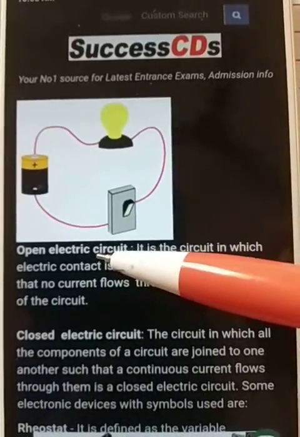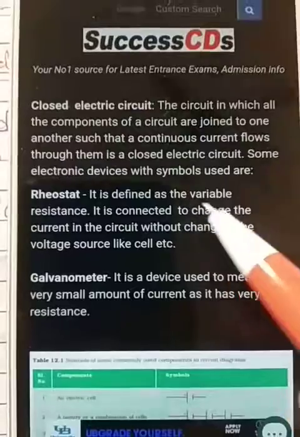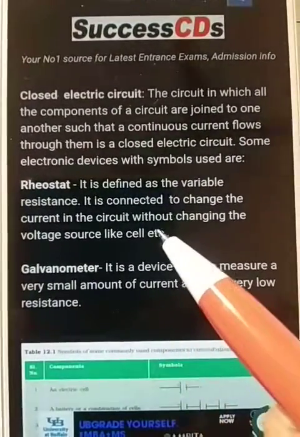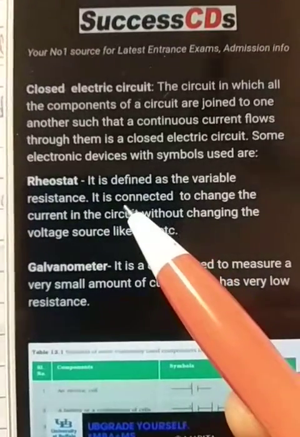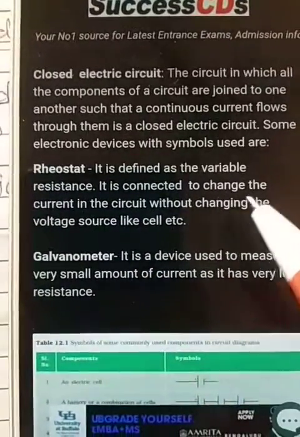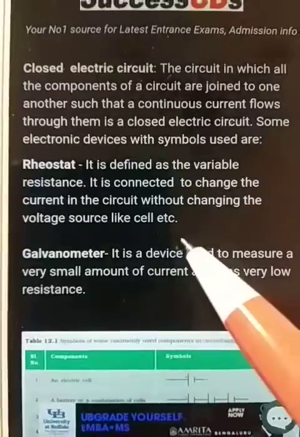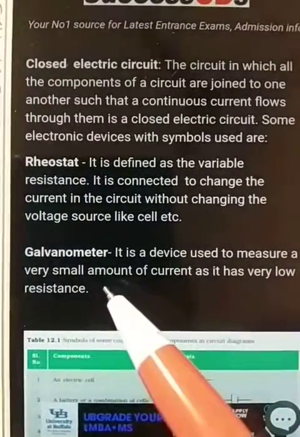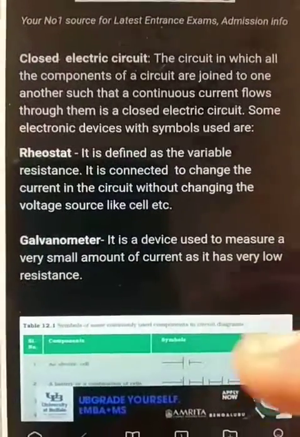Some electronic devices with symbols used are the rheostat. It is defined as a variable resistance. It is connected to change the current in the circuit without changing the voltage source, like a cell. Galvanometer: it is a device used to measure a very small amount of current, as it has very low resistance.